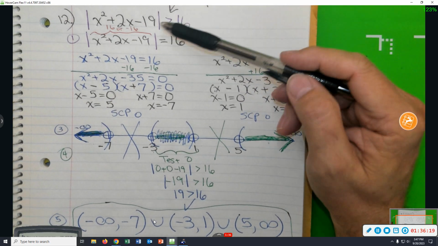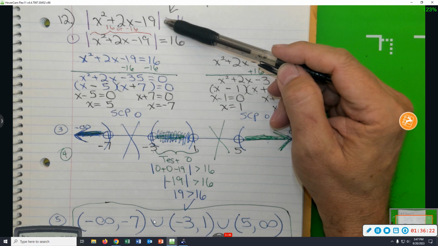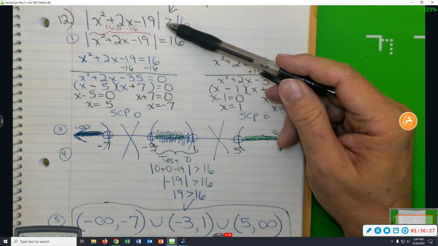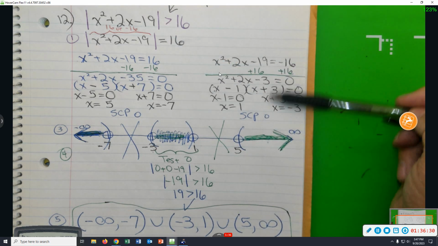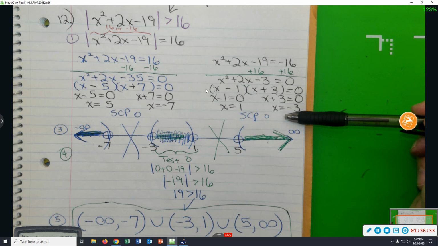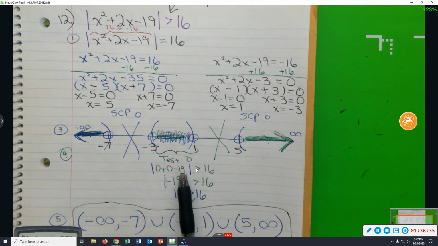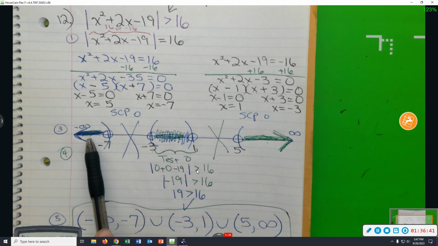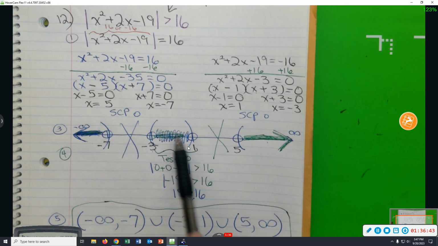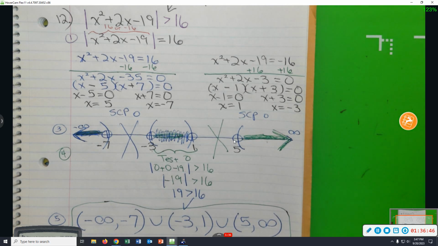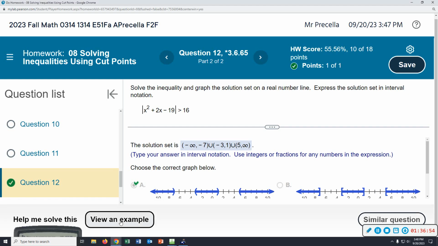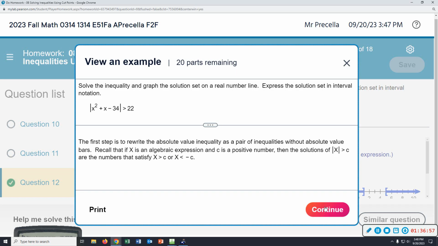Look back at this. Turn back here. Suppose instead of a greater than, this had been a less than. Would any of this first step change? Would any of this change? No. You draw the number line, and when you're testing, instead of getting true, false, true, what would you get? False, true, false. The cut point method, it doesn't matter whether it's less than or greater than, the method still works. Their view-an-example method only works if the inequality is a greater than.